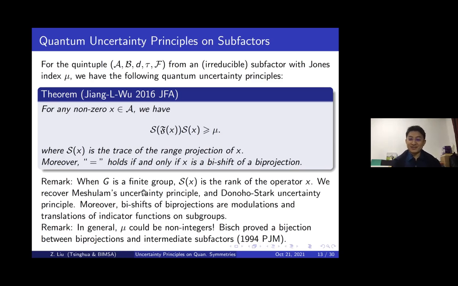And actually, it's more interesting than just that. First, if we take the group case, then this inequality reduces to Meshulam's uncertainty principle for groups. And furthermore, if the group is abelian or cyclic, then we get back to the Donoho-Stark uncertainty principle.